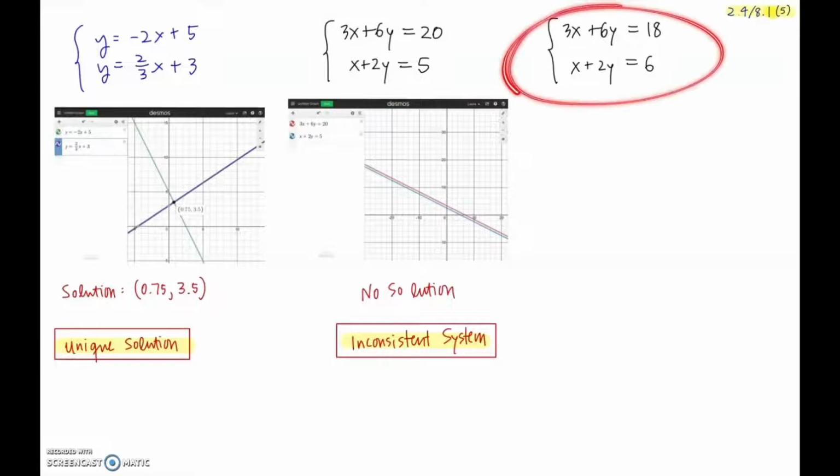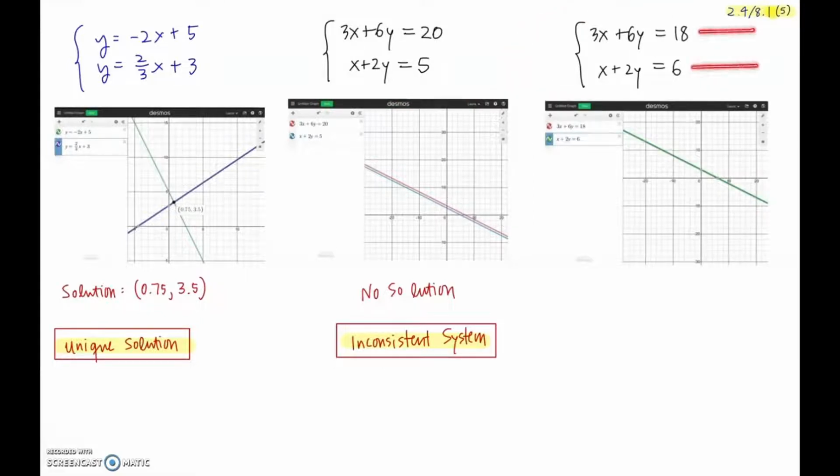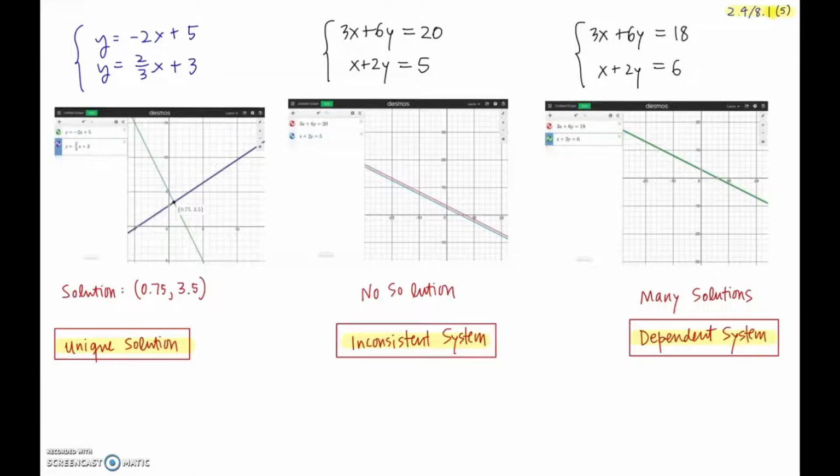And then you probably remember what happened with this third guy. We graphed both of these lines and we got what looked like just one line, and it in fact was, because both of these actually represent the same line. So this is a case where we have tons of solutions, tons of points where both lines intersect, and so the system has multiple solutions, so many solutions. And when we run into this situation where we have many solutions, it's called a dependent system.